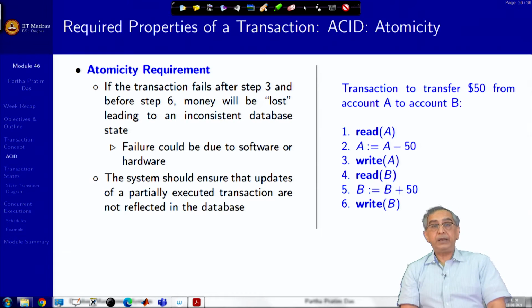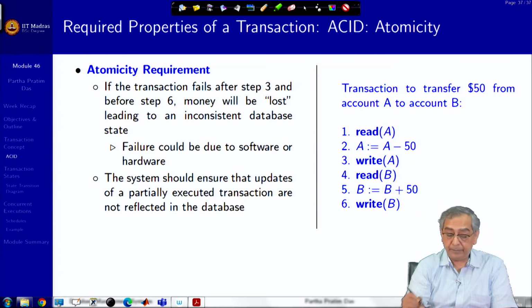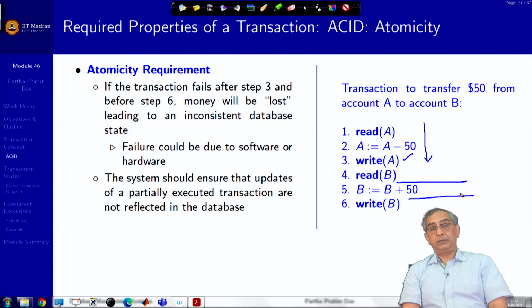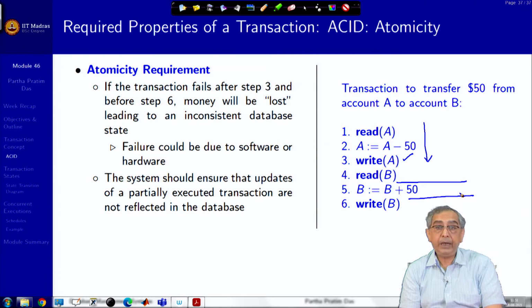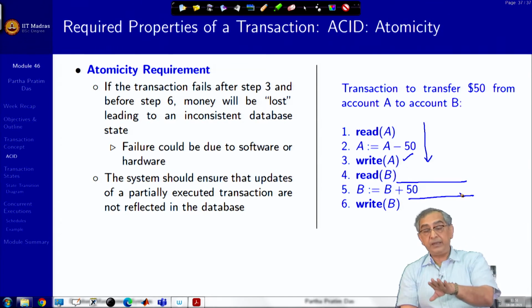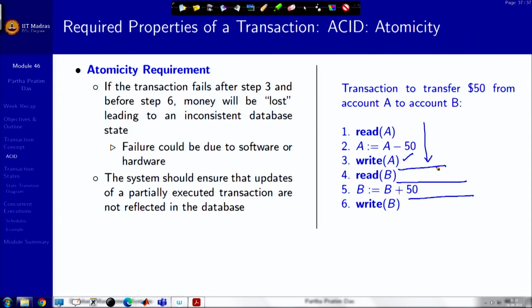The first thing is atomicity. When I do this transaction, suppose I can have a failure at any time. Suppose this write has been done, and up to this point it has happened. Now, the system fails at this point or at this point. If it does, then you have an inconsistency in the data, because A has been debited by $50 and B has not been credited by $50 yet. If the failure happens at any of these points, then $50 simply vanishes from the system. So, you have to ensure that updates of partially executed transactions are not finally reflected in the database.